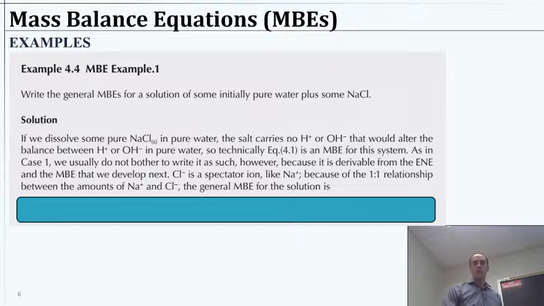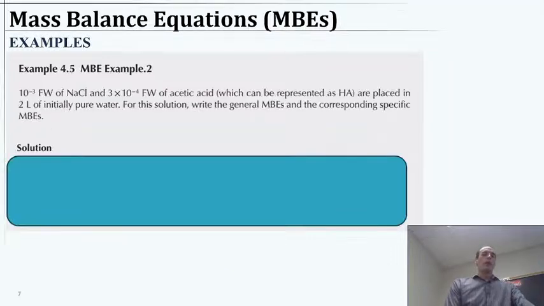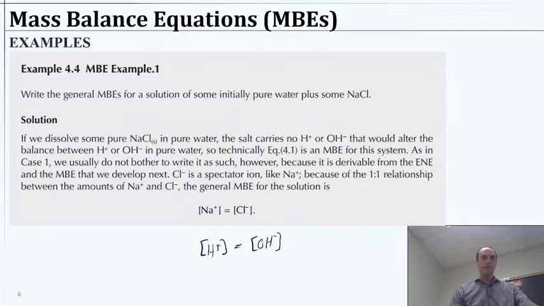Okay, so this one was pretty simple, right? Na is equal to Cl. That's the most obvious one. We could also, as it said, write that H plus is equal to OH minus. All right, let's do something a little more interesting. Oh yeah, you have a question? For that last one I did Cl total, but I also did Cl total equals HA plus Cl.